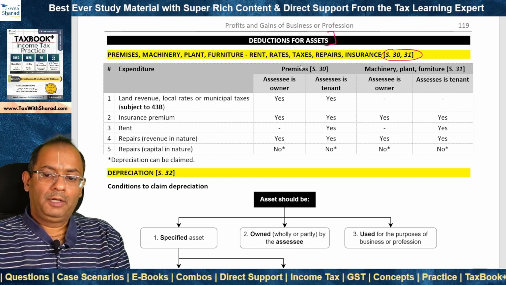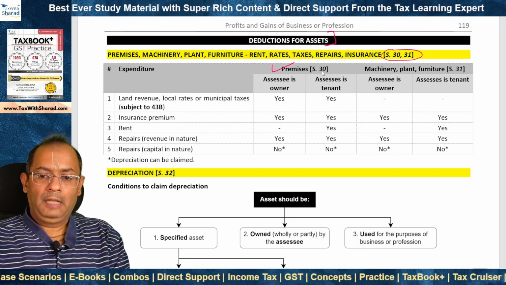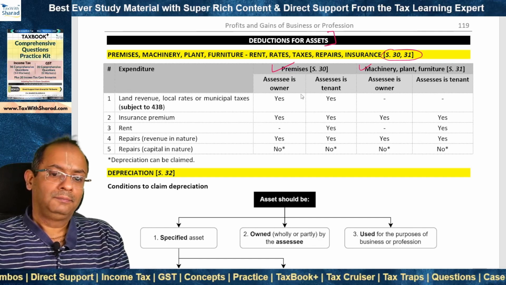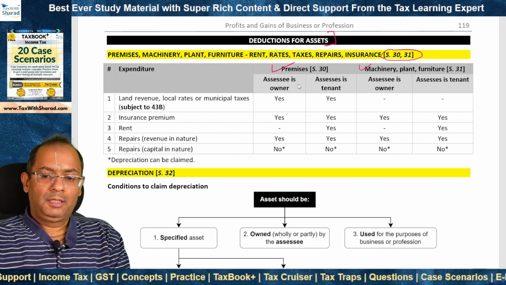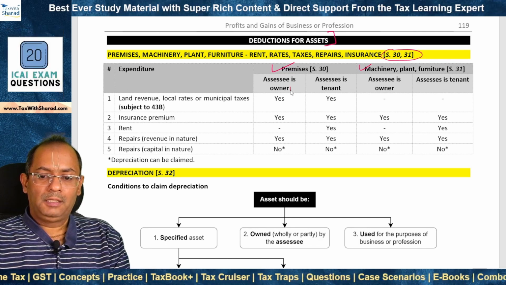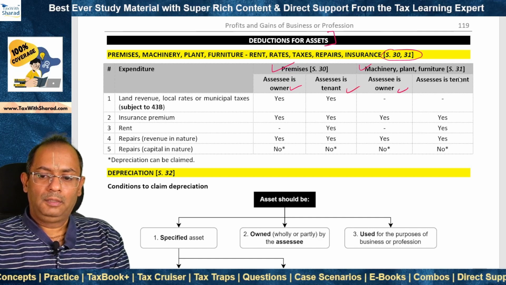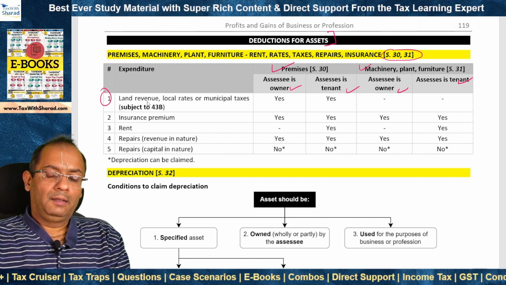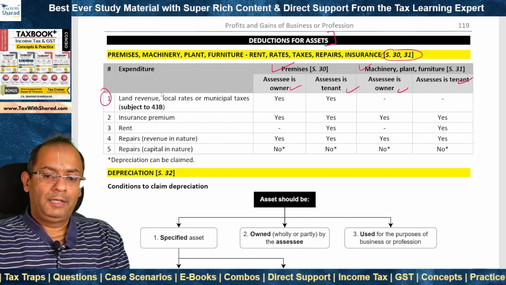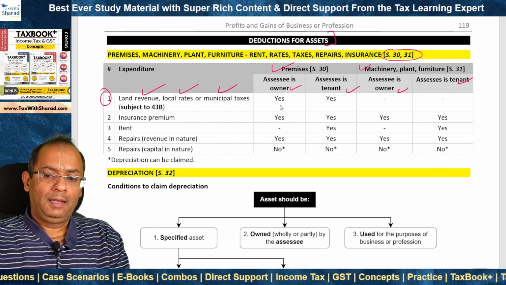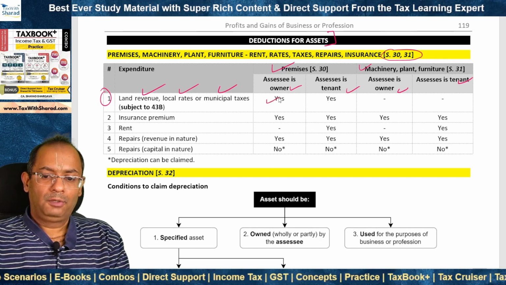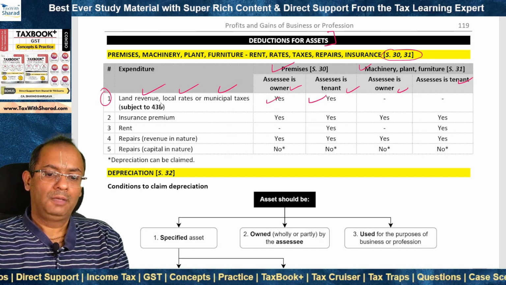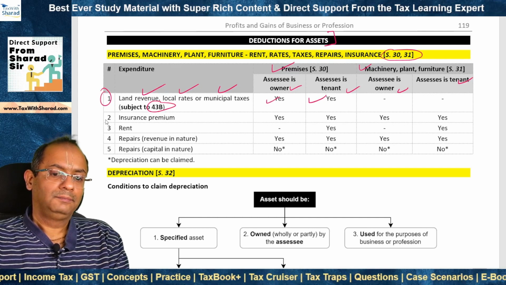And these allow for deduction in respect of the premises, section 30, or machinery, plant or furniture, section 31. And the deduction depends on whether the assessee is the owner or the tenant. 5 items are listed. Number 1, land revenue, local rates or municipal taxes are allowed as deduction in respect of the premises, whether the assessee is the owner or the tenant, and this is subject to compliance with section 43B.